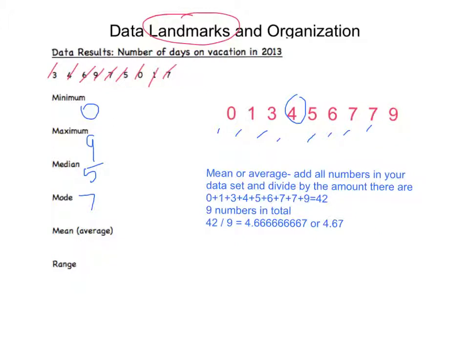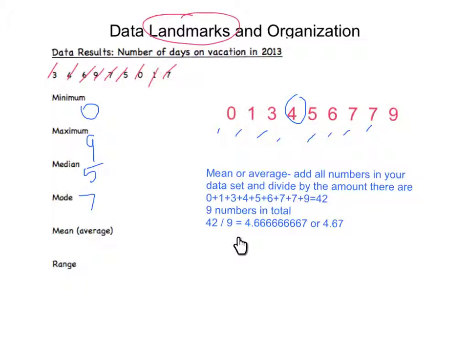Okay, so the mean or average is when you add all the numbers in your data set and divide by the amount that there are. So if we add 0 plus 1 plus 3 plus 4 plus 5 plus 6 plus 7 plus 7 plus 9, we get 42. There are 1, 2, 3, 4, 5, 6, 7, 8, 9 numbers in total. So then we divide 42 by 9, and I used a calculator.